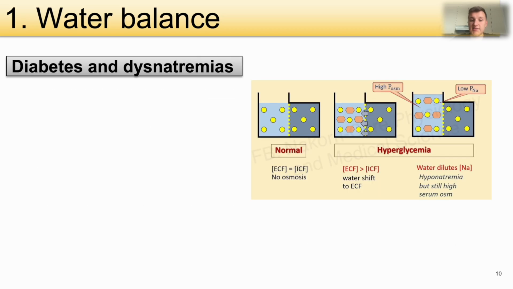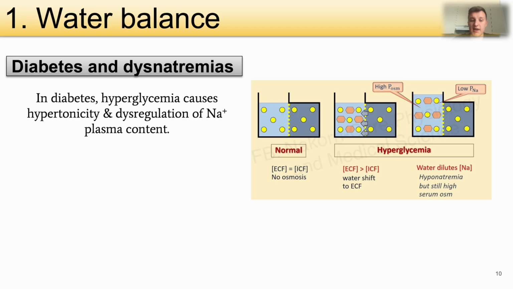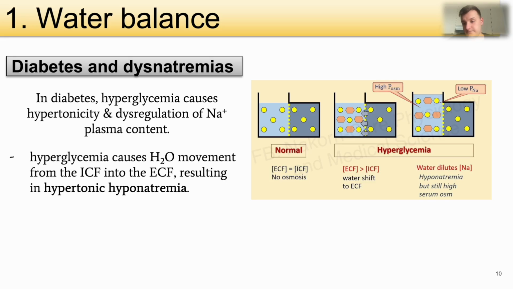So let's talk about diabetes and dysnatremias. In diabetes, we say it's diabetes-induced natremias, because it's the diabetes that caused it. Hyperglycemia causes this hypertonicity and dysregulation of sodium plasma content. Here, this was the normal ECF and ICF. All of a sudden, in the ECF, you have this excess of glucose, which allows water to move into the ECF. And so you start getting this change in sodium, and you start getting this hyponatremia.